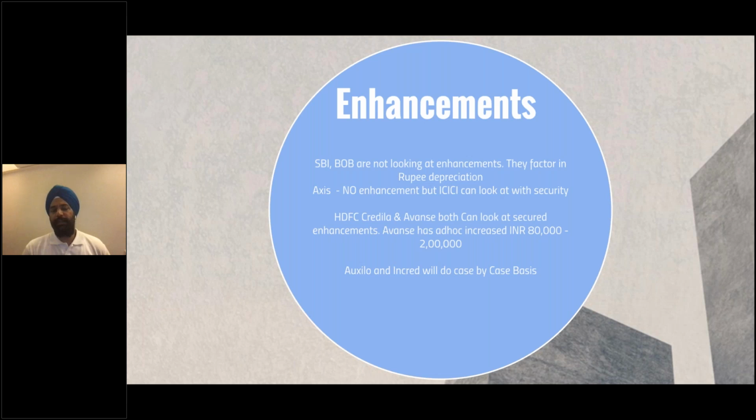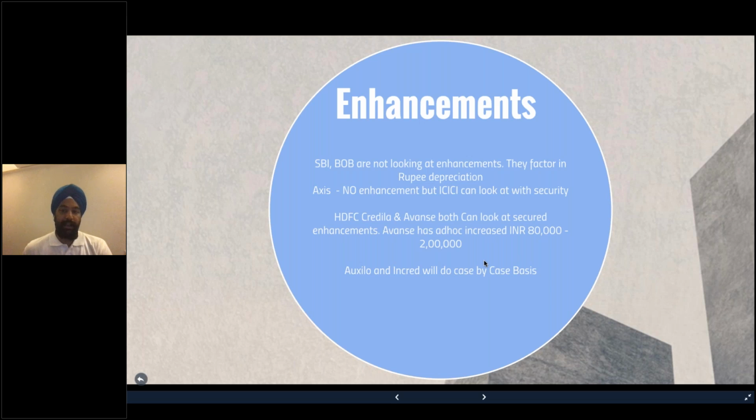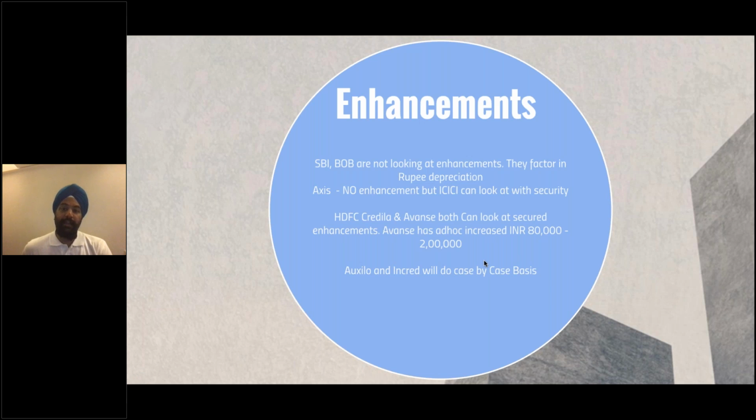Axis will typically not look at an enhancement from a non-collateral perspective, but both of them can look at enhancement with security. So if you've taken Axis or ICICI, both of them can look at it with security. What the NBFCs, Credila and Avanse, have said is they can look at secured enhancements. That's definitely there. Both Auxilo and Credila. In fact, Avanse has been the most forthcoming.